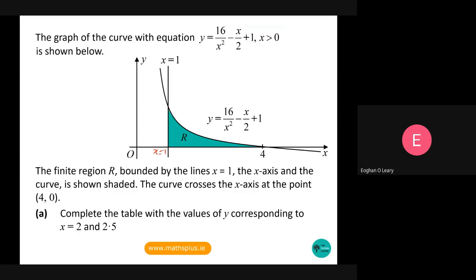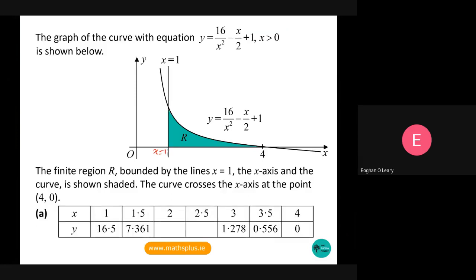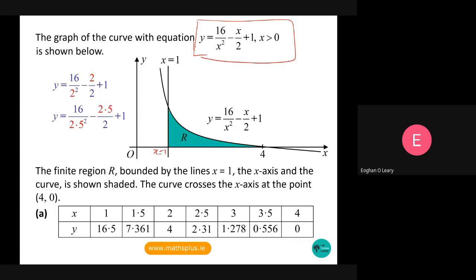So I think this was a nice little introduction to this question because we have our function up here, y is equal to 16 over x squared minus x over 2 plus 1, and we have our table down at the bottom. What we have to do is put in 2 for x, and when we do, we get 4. And we put in 2.5 for x, and we end up at 2.31.